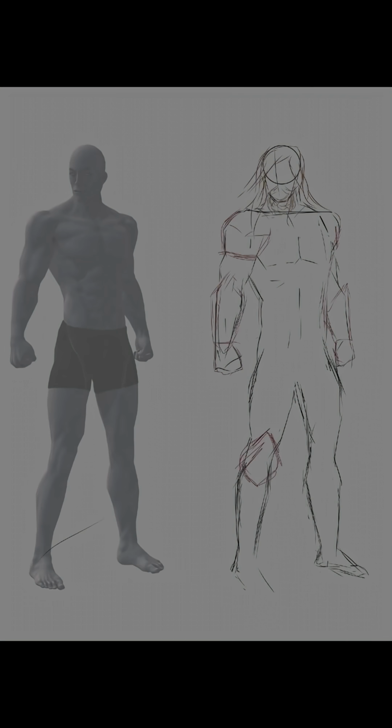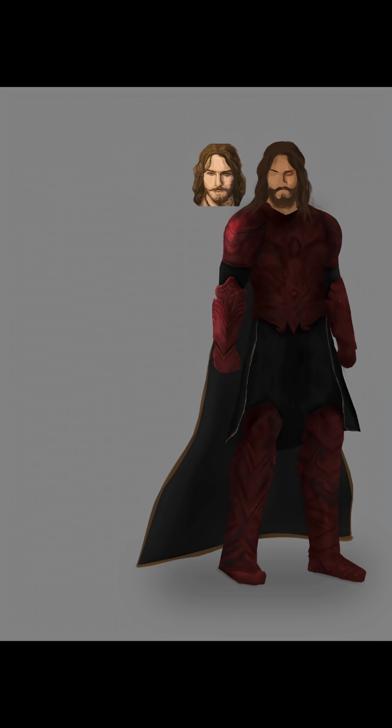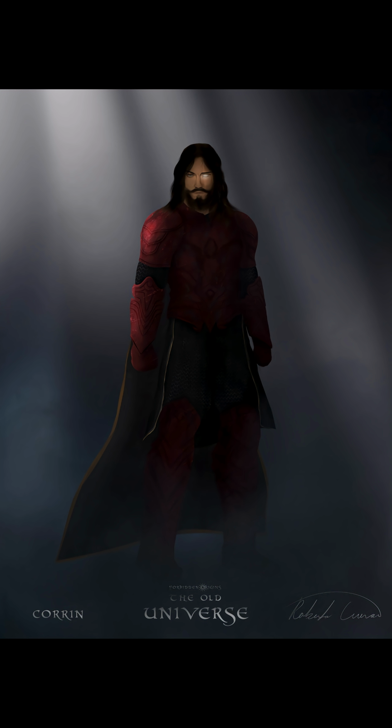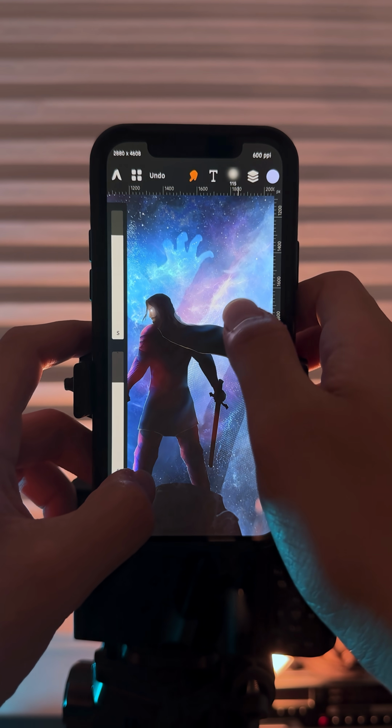I had to do some concept art for Corin, so that was what I did first. This is in Art Studio Pro on iPhone. Then once I had that concept art, I put the character in the scene, standing and looking at the vast universe, and 2 larger-than-life figures looming over it.